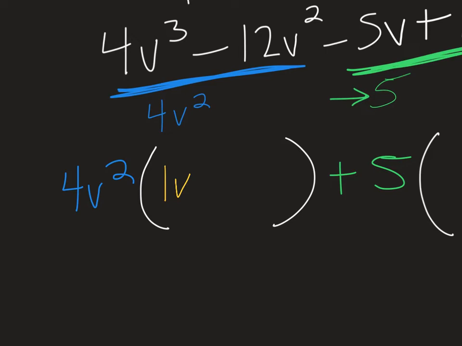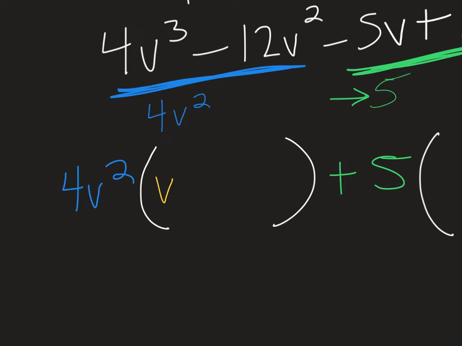Now, those of you that have been with me for a while know that when you have a 1 in front of that variable, you don't really need it. So I'm going to erase that 1v because we know that if there's no number in front of the variable, there's technically a 1 there. And in math, we like stuff as basic as we can possibly get it.